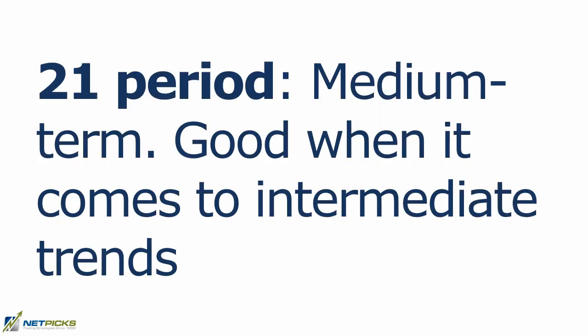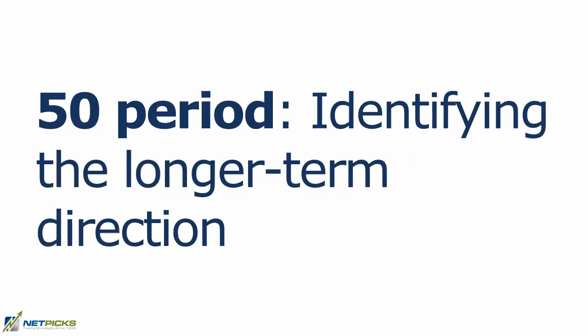The 21 period, medium term, average, you can switch it with a 20 period. It's not going to really matter. It's good when it comes to riding an intermediate term trend. The 50 period, it's a long-term moving average. That's suited for identifying a longer-term direction.